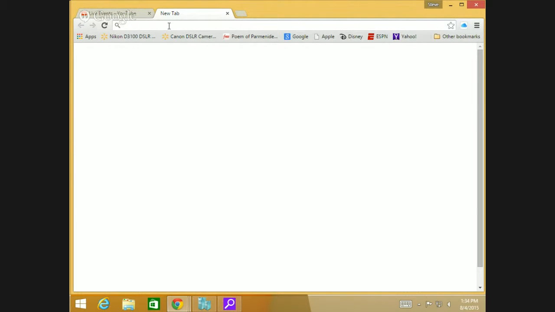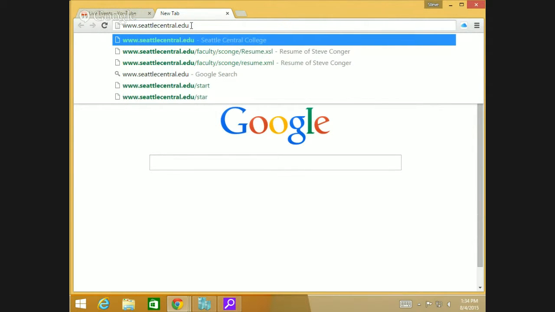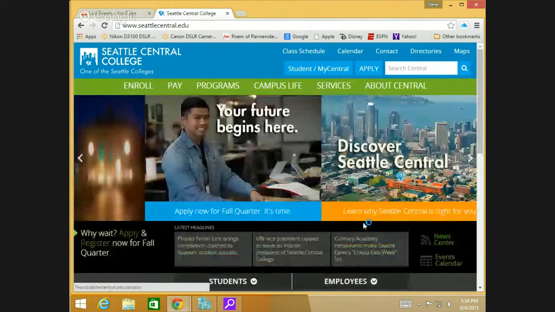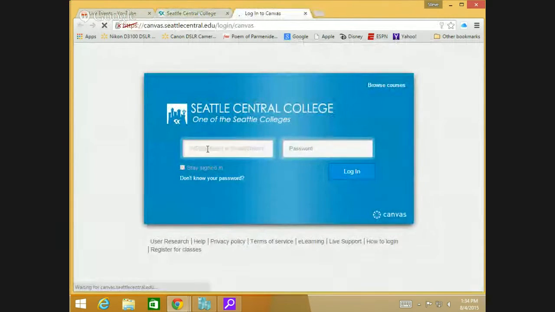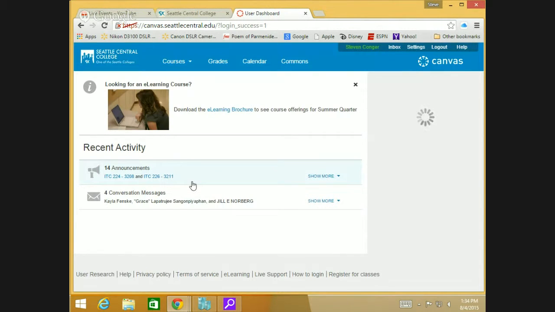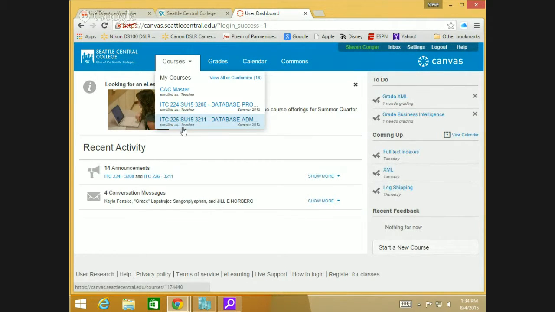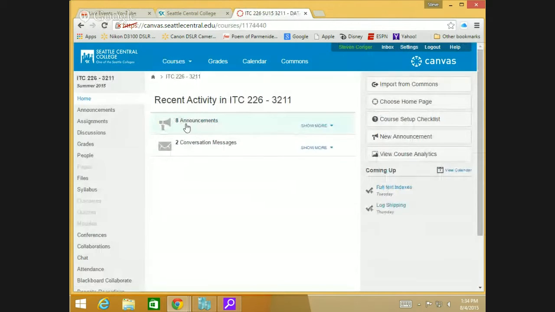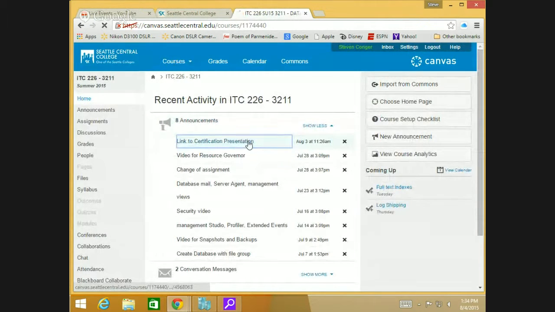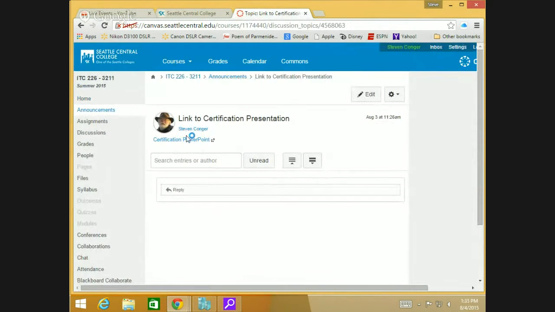Canvas, but I'll just go to Seattle Central first and go to Canvas. All right, so in the 226, one of the announcements is a link to the presentation, which I'm going to use.